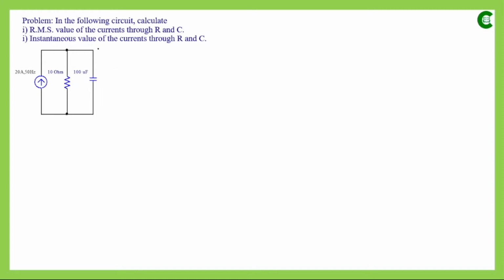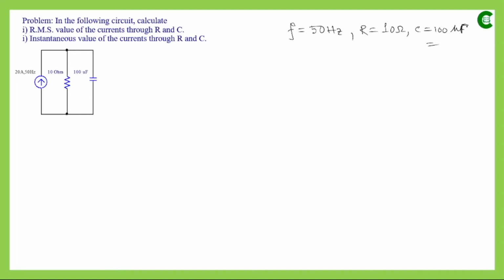So here, as we can see, we have this R branch having a value of 10 ohm, and the capacitor having a capacitance value of 100 microfarad. We are applying a current source which is supplying 20 ampere, and the frequency of that AC supply is 50 hertz. So the information that we are getting is: linear frequency is 50 hertz, the resistance value is 10 ohm, and the capacitance value is 100 microfarad.